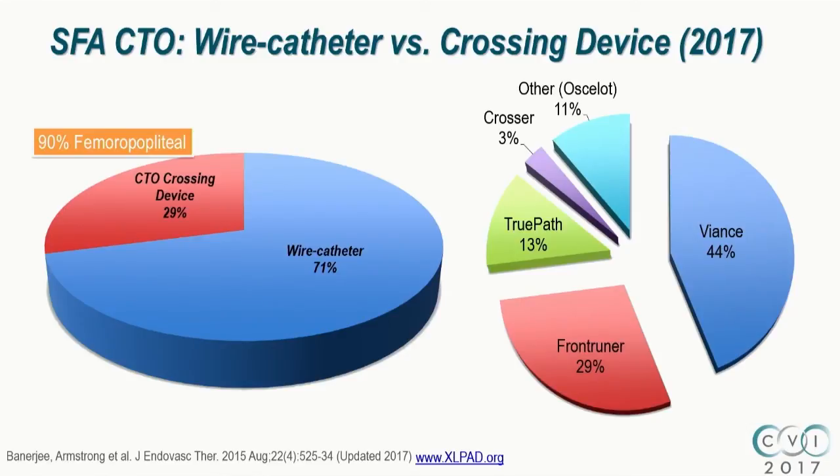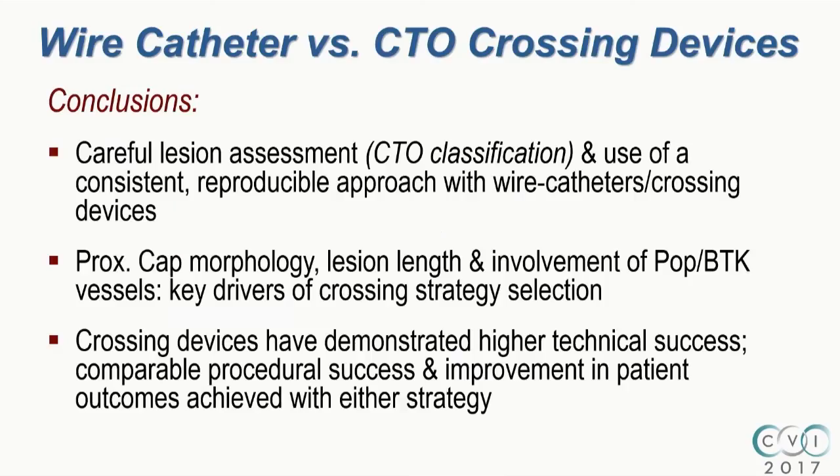This is unpublished data which is going to be submitted as an abstract to ACC, that we definitely see, at least in the femoropopliteal area, an increase in CTO crossing devices up to now 29%, which again goes against the logic of cost. The other thing we notice is that amongst all the current devices, the 014 Viance and Frontrunner, Viance actually exceeds the pack, at least how it stands currently in the XLPAD registry.